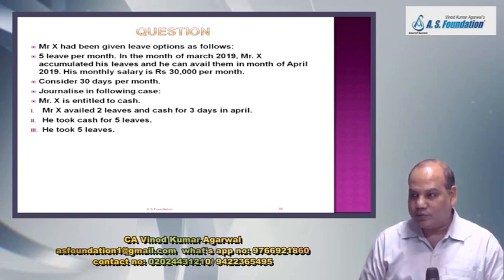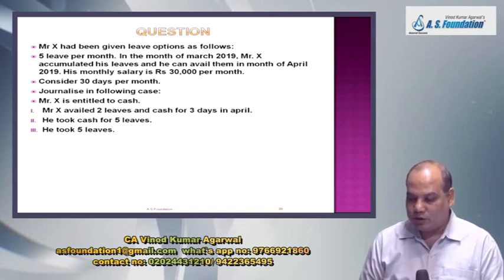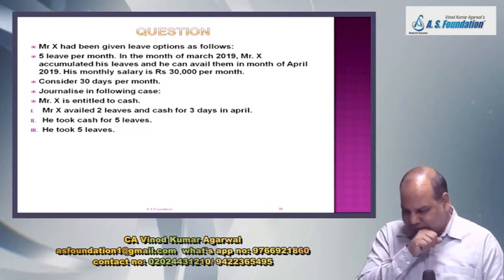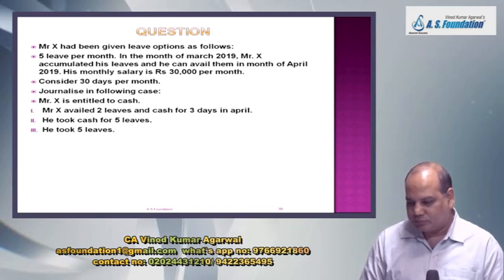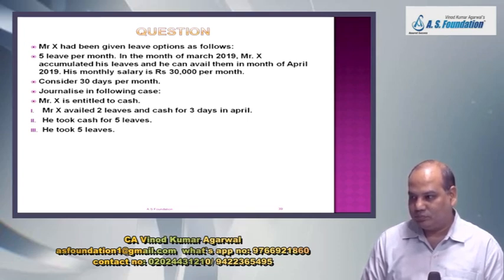Situation one: Mr. X availed 2 leaves and took cash for 3 days in April. Second situation, he took cash for 5 leaves. And third, write down, he took 5 leaves.